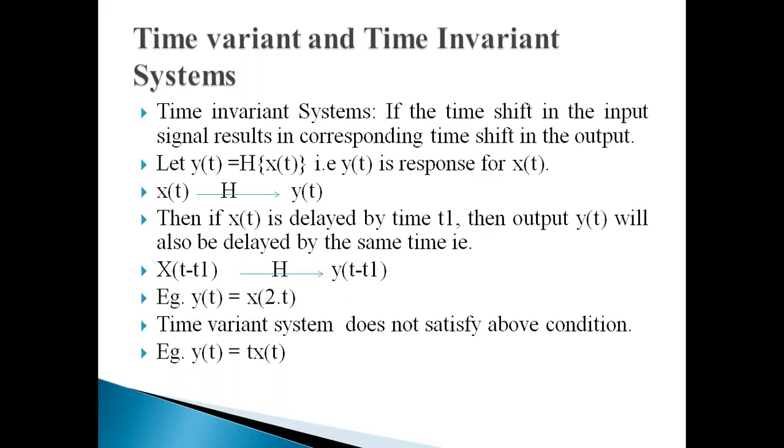Then time variant systems do not satisfy the above condition. Therefore, that type of systems are called as time variant systems. Example of it is y(t) is equal to t times x(t).